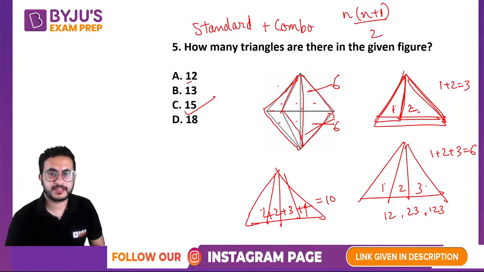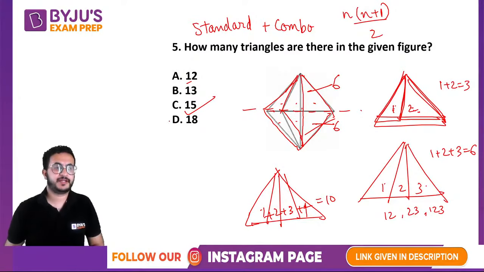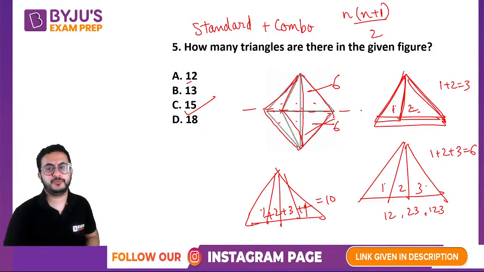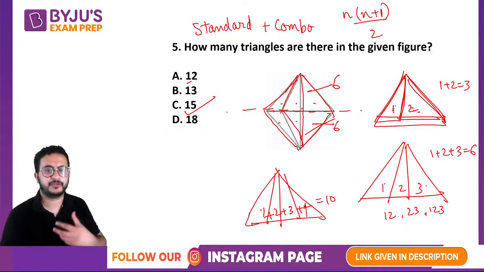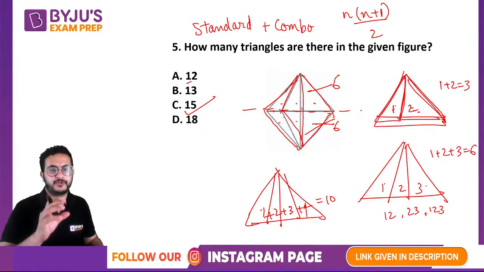So 6 triangles on this upper part. Suppose this is the line. 6 triangles on upper part, 6 triangles on lower part, then 3 triangles in the combination. So we'll get a total of 15 triangles. Okay, so you must know the standard formats and then find the combination when you club those figures.